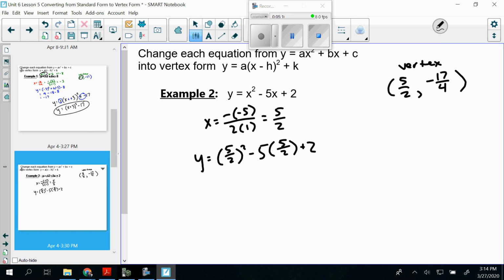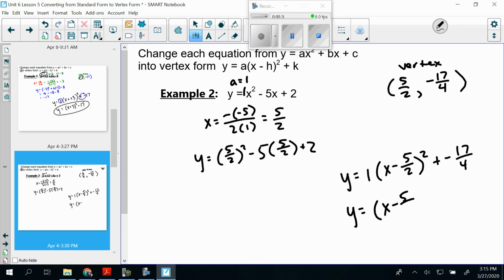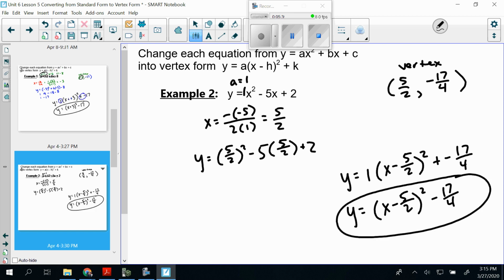Remember, we do want that a value again, and here our a is 1 because that's the number in front here. So now for vertex form, we got y equals 1, x minus 5 halves squared plus negative 17 fourths, or minus 17 fourths. And then just, again, writing it a little nicer, we get this. So that would be vertex form of that equation.